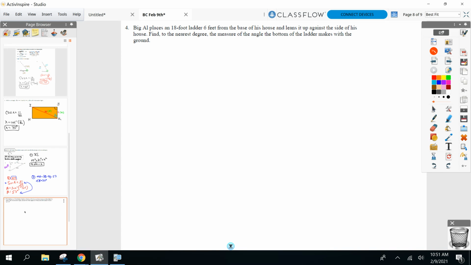An 18-foot ladder, 6 feet from the base of the house. All right, so a little right triangle action, right? Ladder leaning against the wall. It's an 18-foot ladder. Where's this 6 going to go? Because I feel like this is probably the hardest part of the whole unit, actually drawing a diagram and putting the units where they appropriately belong. 6 feet from the base of the house. Where's the base of your house? The bottom, right? Yep, 6 feet.